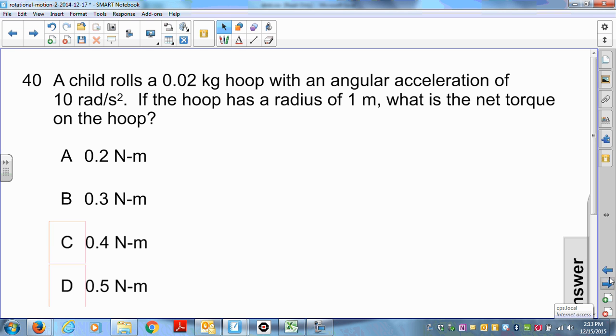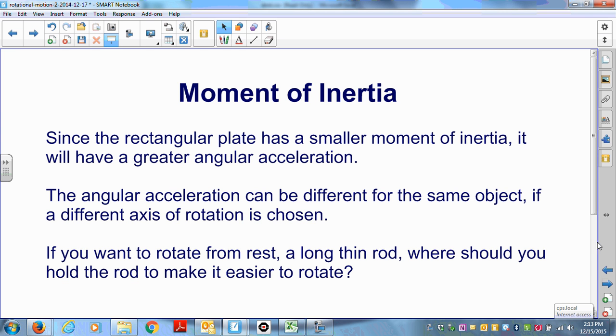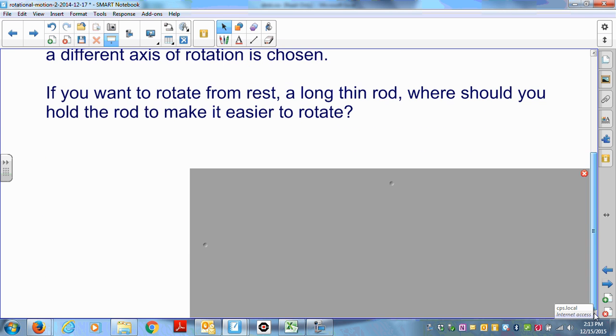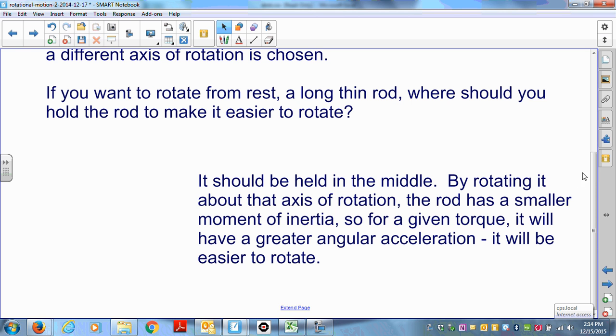Actually, let me go ahead and answer that question for you. Okay, you have to hold it in the middle. By rotating it about that axis of rotation, the rod has a smaller moment of inertia. So for a given torque, it will have a greater angular acceleration. It's going to be easier to rotate if it's held at its center.